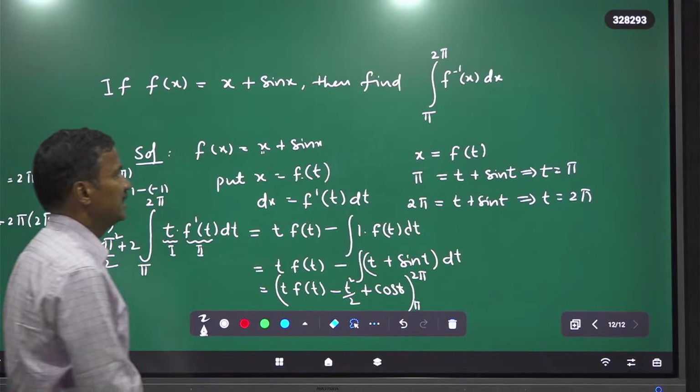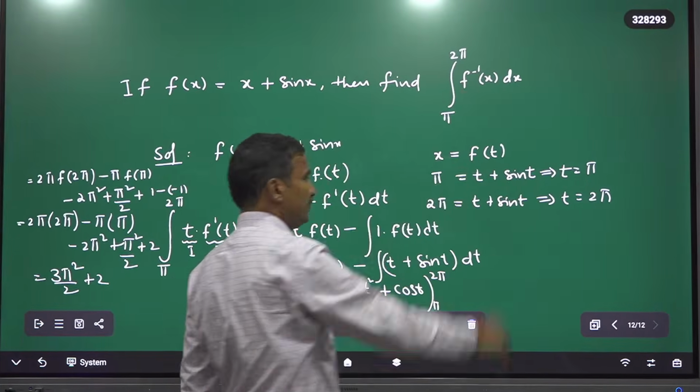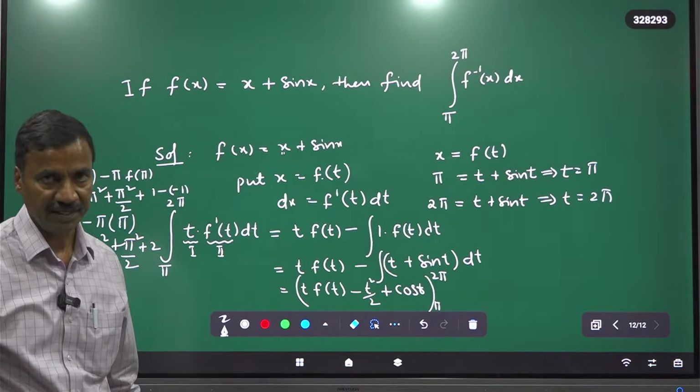That is the value of the integral of f inverse x dx from pi to 2 pi. Like this we have to find it.